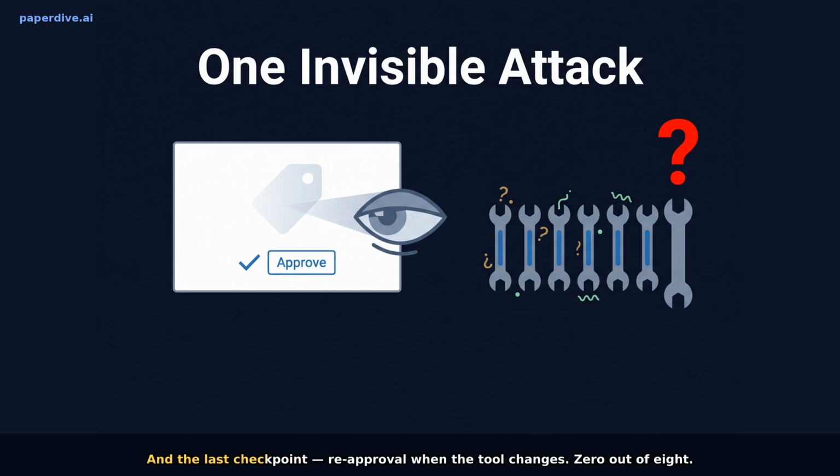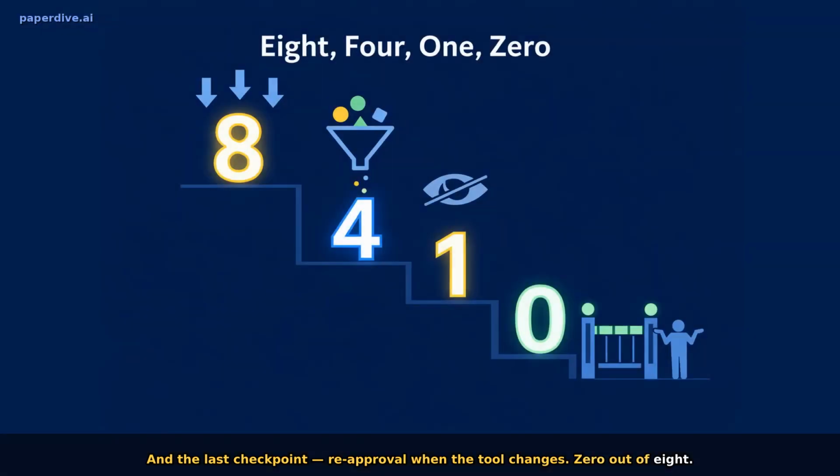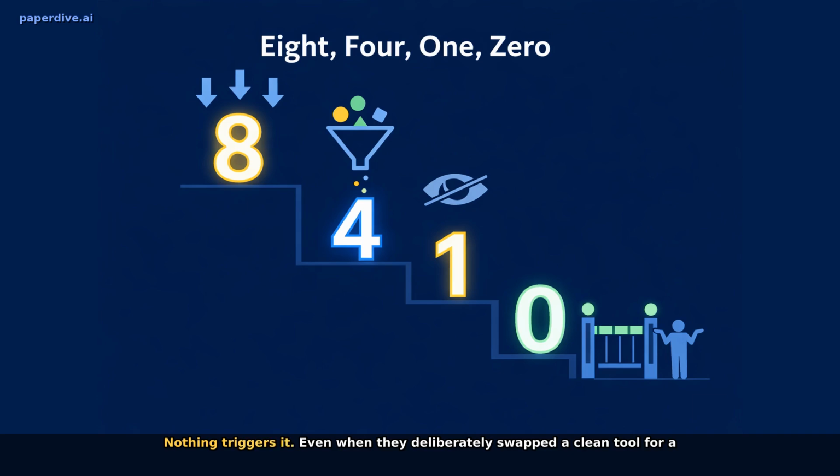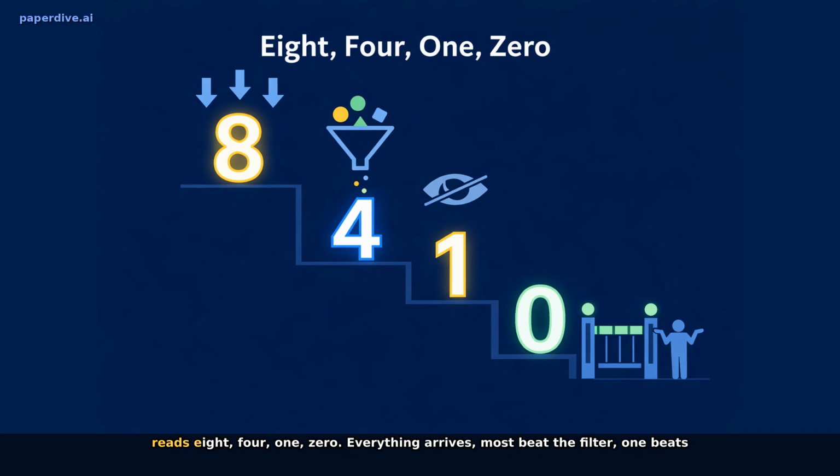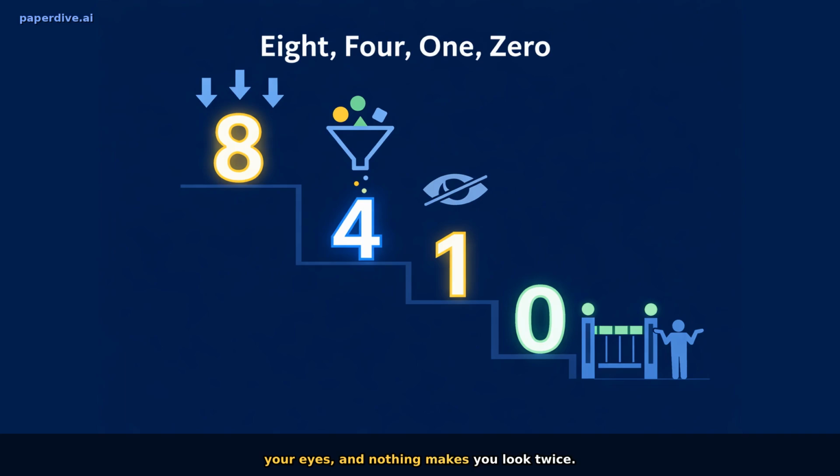And the last checkpoint, reapproval when the tool changes. 0 out of 8. Nothing triggers it. Even when they deliberately swapped a clean tool for a poisoned one after approval, the protocol just accepted it. So the staircase reads 8, 4, 1, 0. Everything arrives. Most beat the filter. 1 beats your eyes. And nothing makes you look twice.